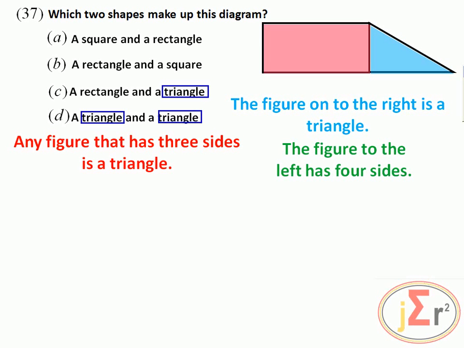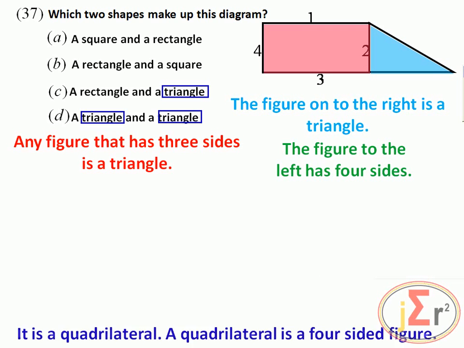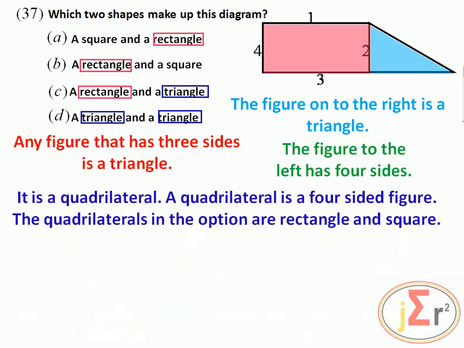Some students will take a look at any 4-sided figure and call it a rectangle. So it has 4 sides. It is a quadrilateral. What does quadrilateral mean? 4 sides. Right. So quadrilateral means 4-sided figure. Lateral as in line and quadri as in 4. So it is a shape that is made up of 4 lines or 4 sides.